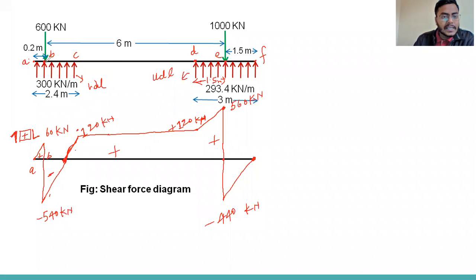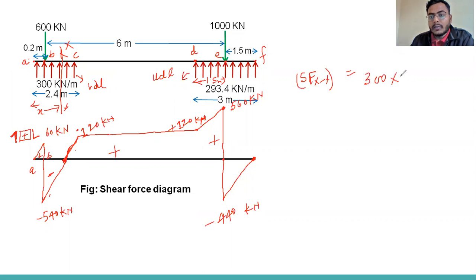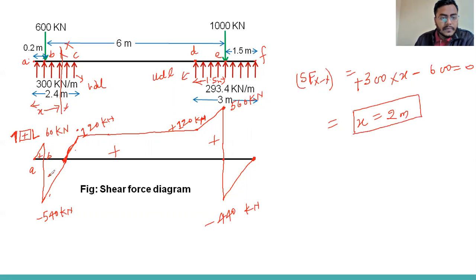I'm taking one x-axis at this point, and this x-axis is at a distance x from left side. So we can write shear force at a x-axis. So that would be 300 into x minus 600. This is plus, okay? So we can calculate x by taking 0, x would be 2 meter. So we can say from here at 2 meter, shear force will be 0.